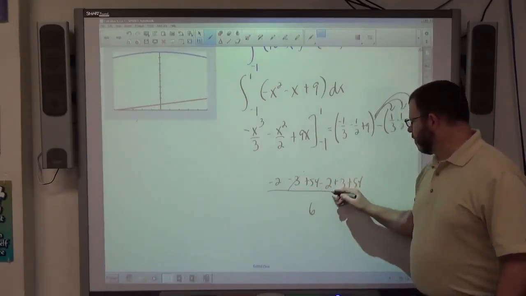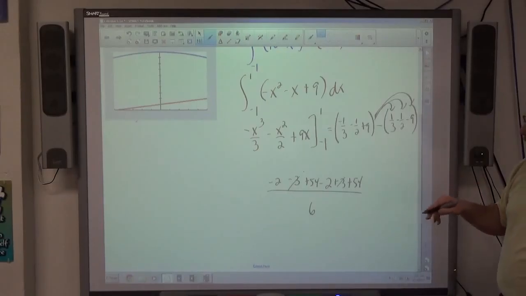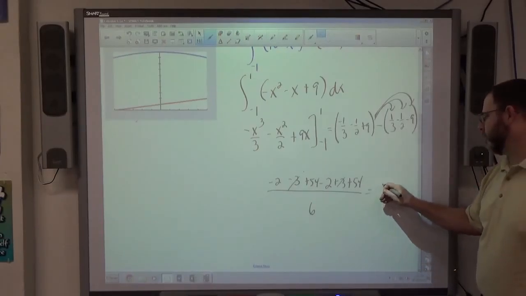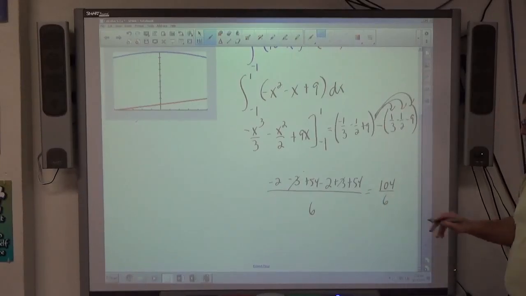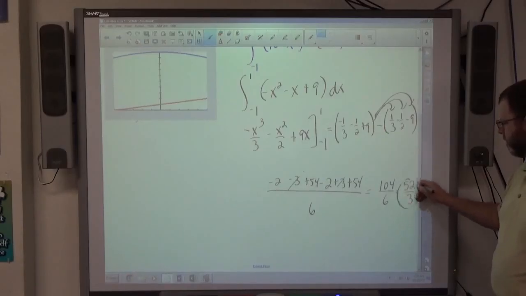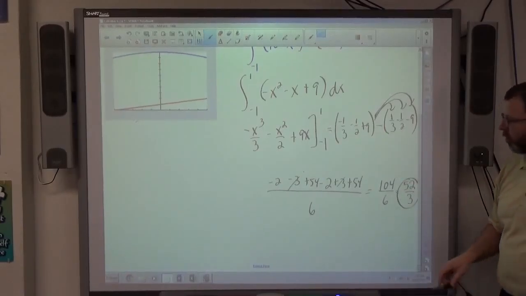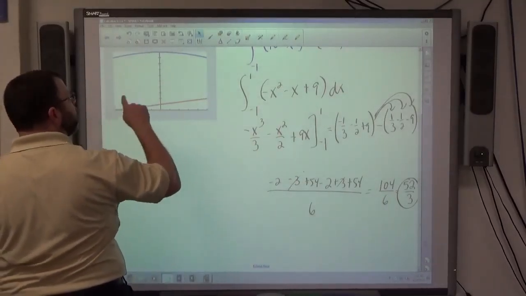-3 plus 3 cancels. 54 and 54 is 108, minus 2 and 2 makes -4. 104 over 6. And that reduces by 2 down to 52/3. 52/3 would be the approximate area, or the exact area, I should say, between the two curves.